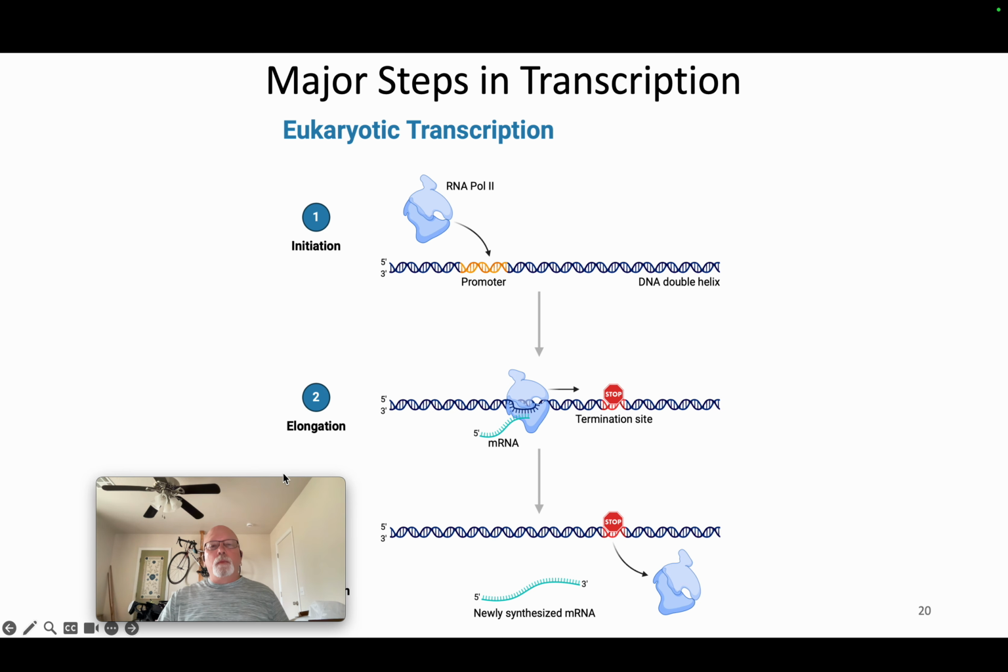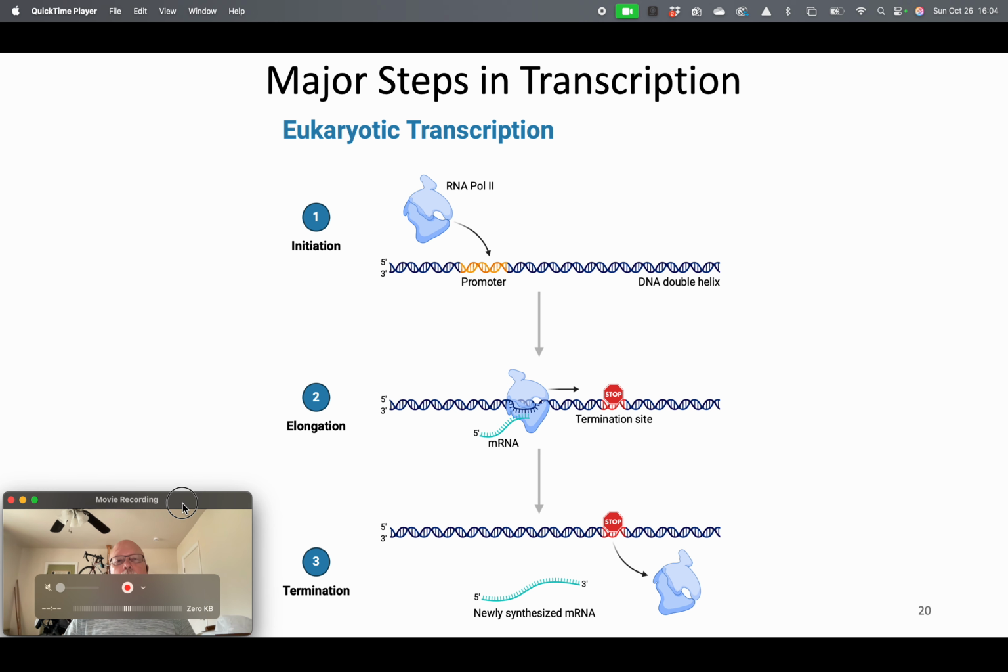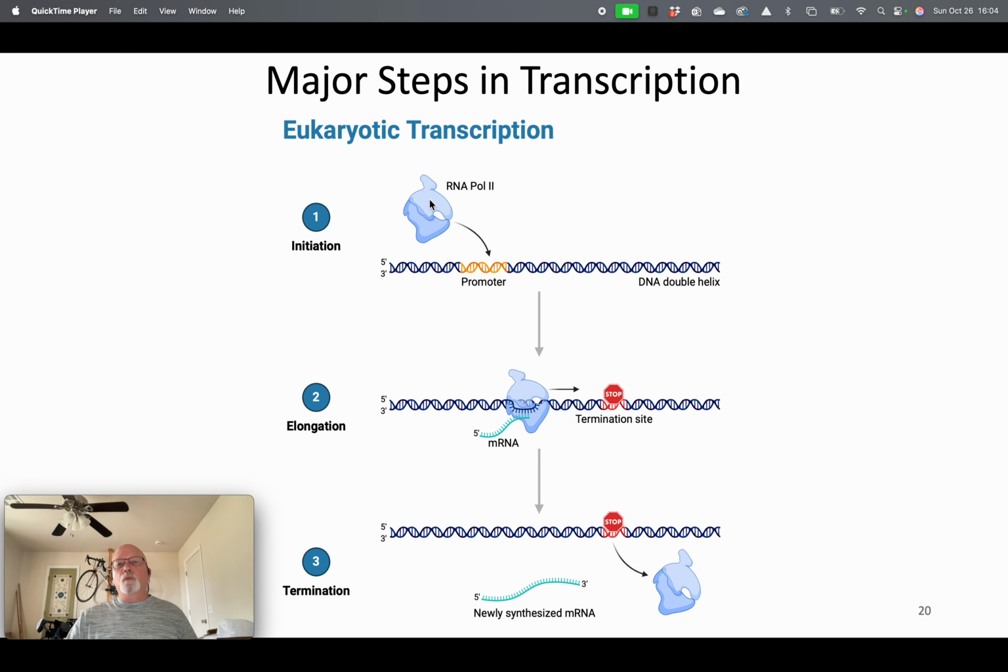So in eukaryotic transcription, we basically have initiation where an RNA polymerase will bind to a section of the DNA, which represents the beginning of a gene. It will open up the DNA and it will start creating messenger RNA. When it gets to the termination site, it will stop creating that messenger RNA, and that messenger RNA is then ready to be processed.